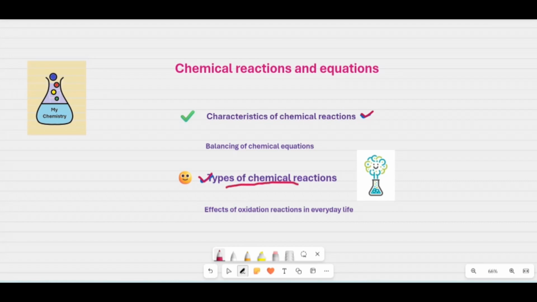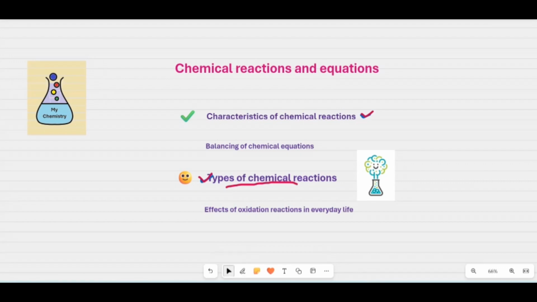Now let us study what the different types of chemical reactions are, what examples we have to study, and what specific chemical reactions we can use to identify a particular type of reaction. So these are the things we are going to study today. Let us study one by one.